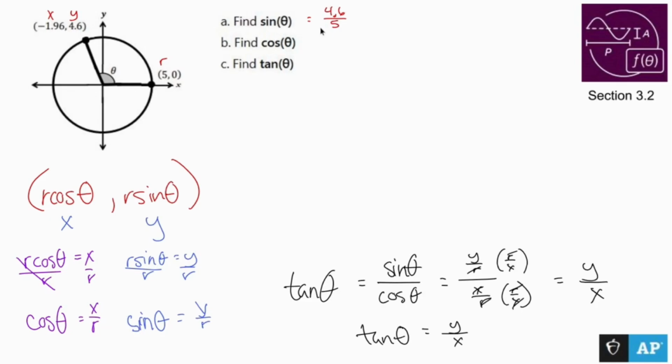I'm not going to simplify that. 2.3 over 2.5, it just doesn't look pretty either way as a fraction. Who really cares? Okay, cos theta is x over r. X is negative 1.96 over r, which is 5. So negative 1.96 over 5, we'll leave it as that. Tan theta is my slope, and that is going to be y over x. So the y value, 4.6, over the x value, negative 1.96. And this definitely is a negative slope according to that line right there.